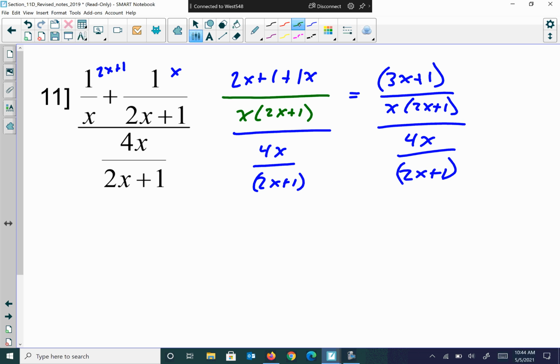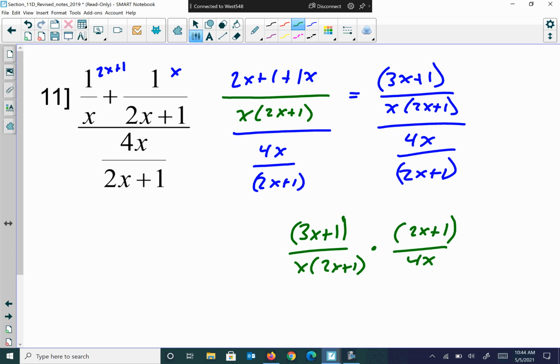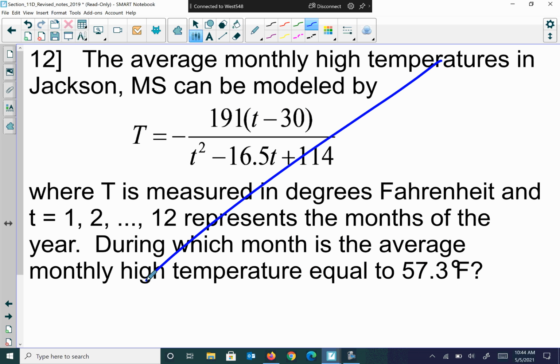Now we're going to multiply by the reciprocal. Times 2x plus 1 over 4x. Put that in parentheses as well. All right, let's see. That cancels that, which leaves me 3x plus 1 over 4x squared. And I'm done, right? Oh, wait, the average. Now we're going to skip that.